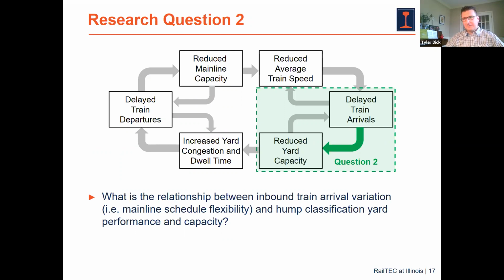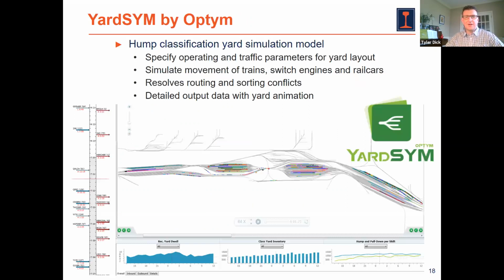The tool that we've used to investigate that is YardSim, which is a hump yard simulation model that was developed by Optum. It's a model where we can specify different operating and traffic parameters for a given yard layout of a classification yard. The model then simulates the movement of all the trains, switch engines, and rail cars as they cycle around the yard, resolves all the conflicts between those movements, and then provides us with detailed output data and a yard animation.